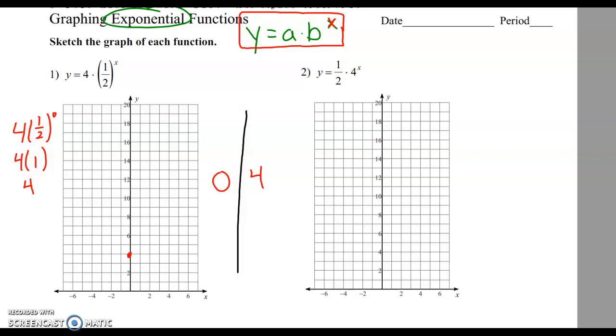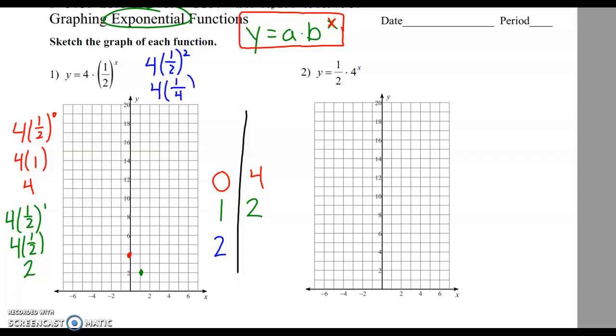I can plug in 1 next. So if I do 4 times 1/2 to the first, well, that'd be 4 times 1/2, which is 2. So we've got the point (1, 2). Then I'm going to go one more. I'm going to plug in 2. So when I substitute in 2, I'm looking at 4 times 1/2 squared. Remember, when you square a fraction, you square the top and the bottom. So that'd be 4 times 1 squared is 1 over 2 squared is 4. A fourth of 4 is 1. So we have the point (2, 1).